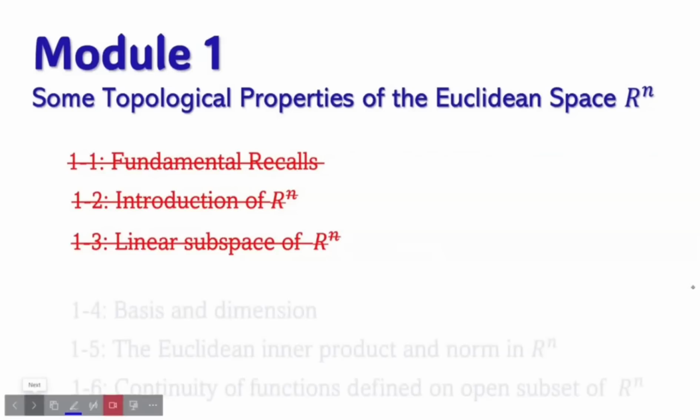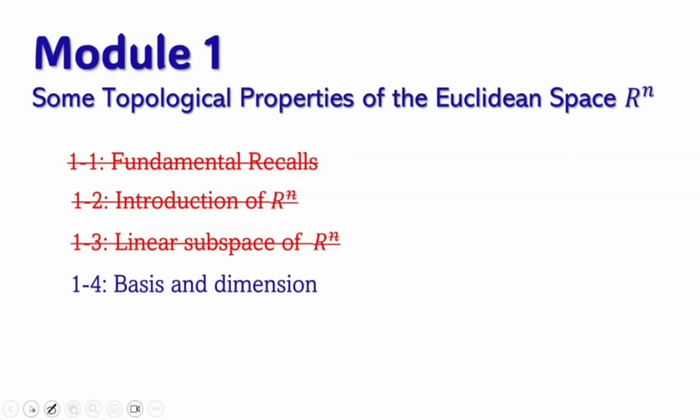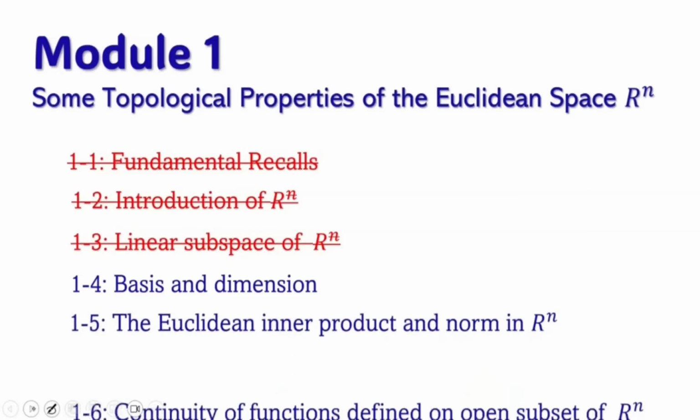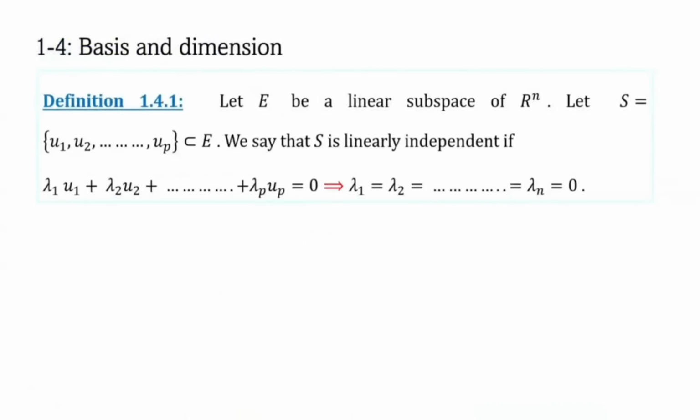So we finish the third section of our module, and in module 1 today we are going to discuss the fourth one, and we are left with another two. So let's come to the definition of the basis. For that we will discuss linear independence and the span of a set.